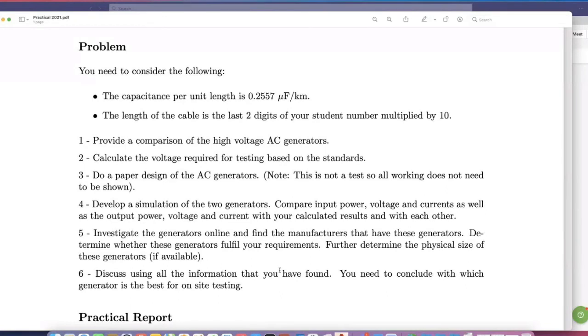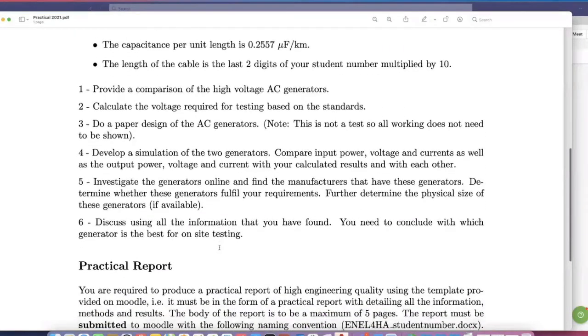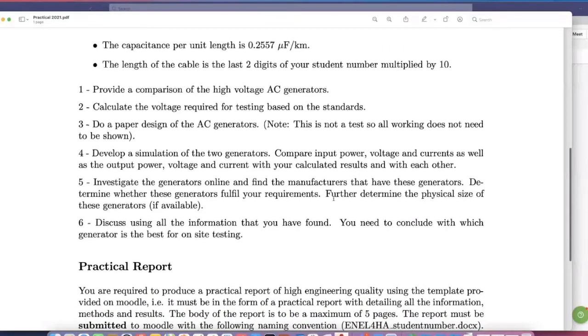You need to investigate the generators online and find any of the manufacturers that have these generators and further determine whether these generators fulfill your requirements. If the information is available, you can determine the physical size of these generators.